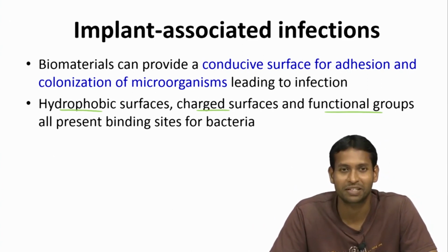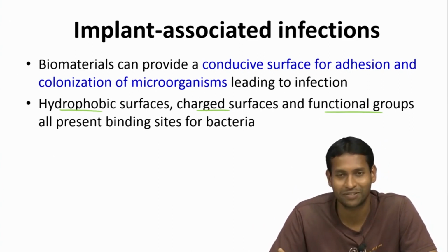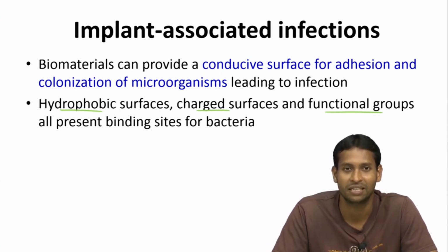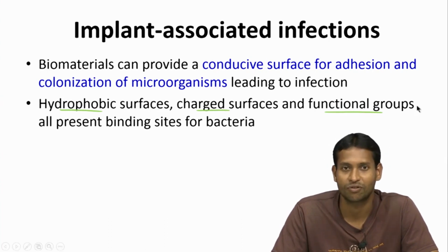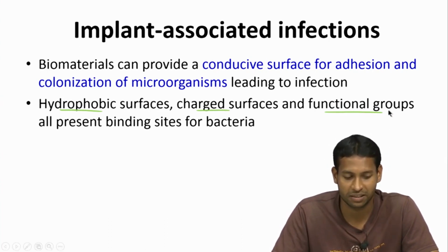And again, we have discussed throughout this course that all of these are things that we use for whatever we are trying to achieve in different circumstances. Charged groups and functional groups are something that we deliberately put in so that we can modify our material the way we want it, but then the bacteria also use those functionalities to colonize that surface.